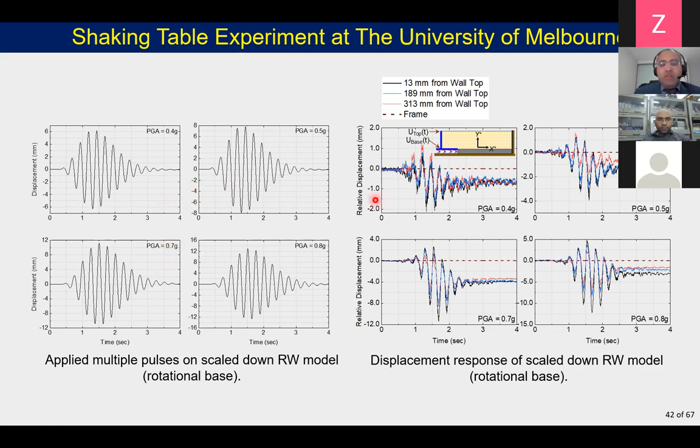This time we go with slightly higher intensity pulses, starting from 0.08 g to 0.8 g. Based on that, this is the response: you get higher displacement when going from base to top. That's quite obvious. But again, the active state displacement and the rotation of the retaining wall have been observed in all the analyses with increasing peak ground acceleration.